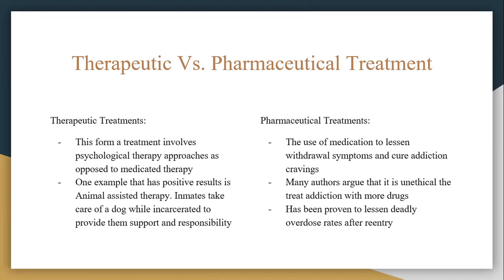Therapeutic versus pharmaceutical treatment. Therapeutic treatment is a form of treatment involving psychological therapy approaches as opposed to medicated therapy approaches. One example that has had positive results is animal-assisted therapy. Inmates have the ability to take care of a dog while incarcerated, not only to provide them needed support, but also to give them the responsibility of taking care of an animal's life.